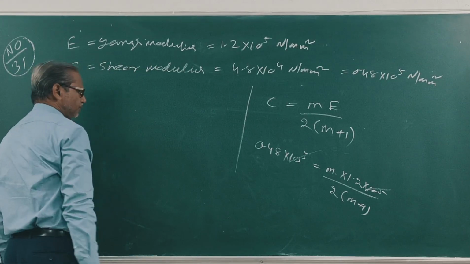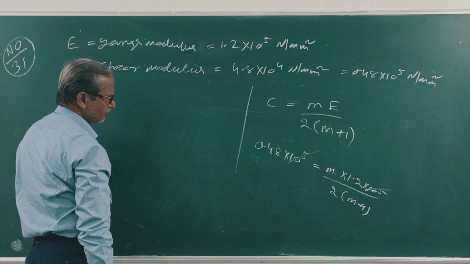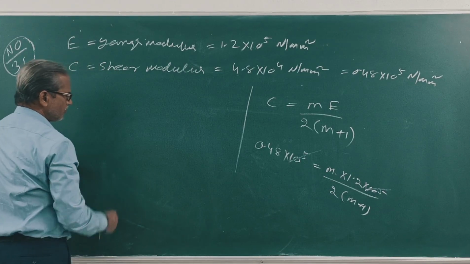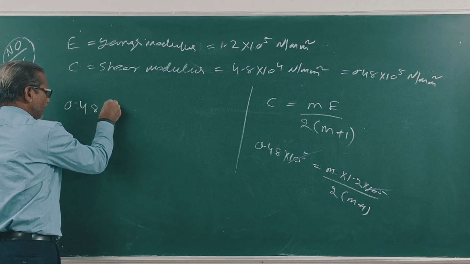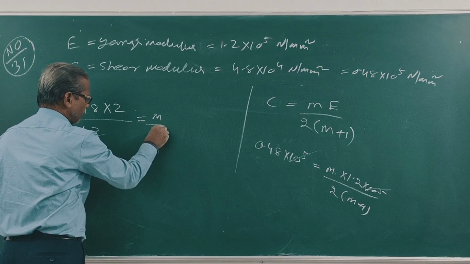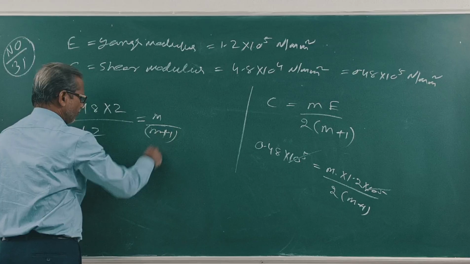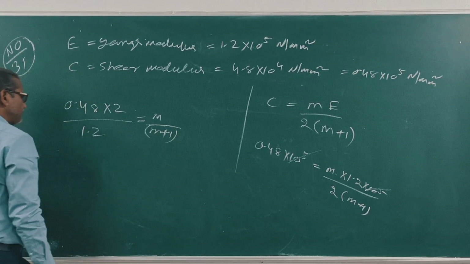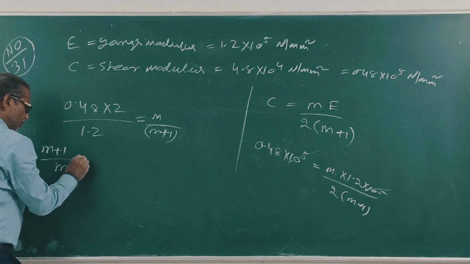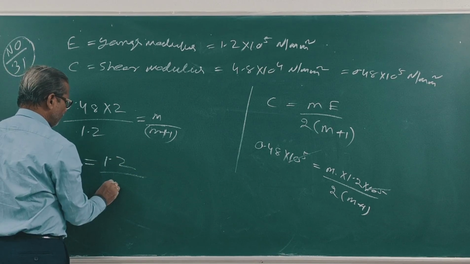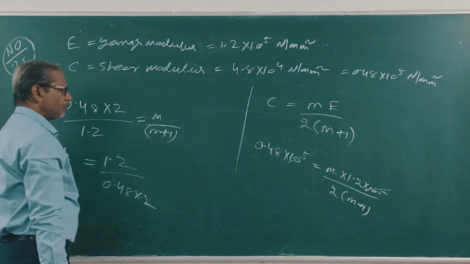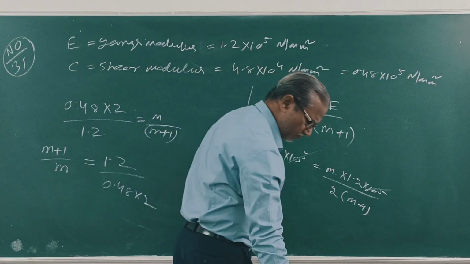Now, 0.48 into 2 by 1.2 is equal to M by M plus 1. Clear? This implies M plus 1 by M is equal to 1.2 by 0.48 into 2.